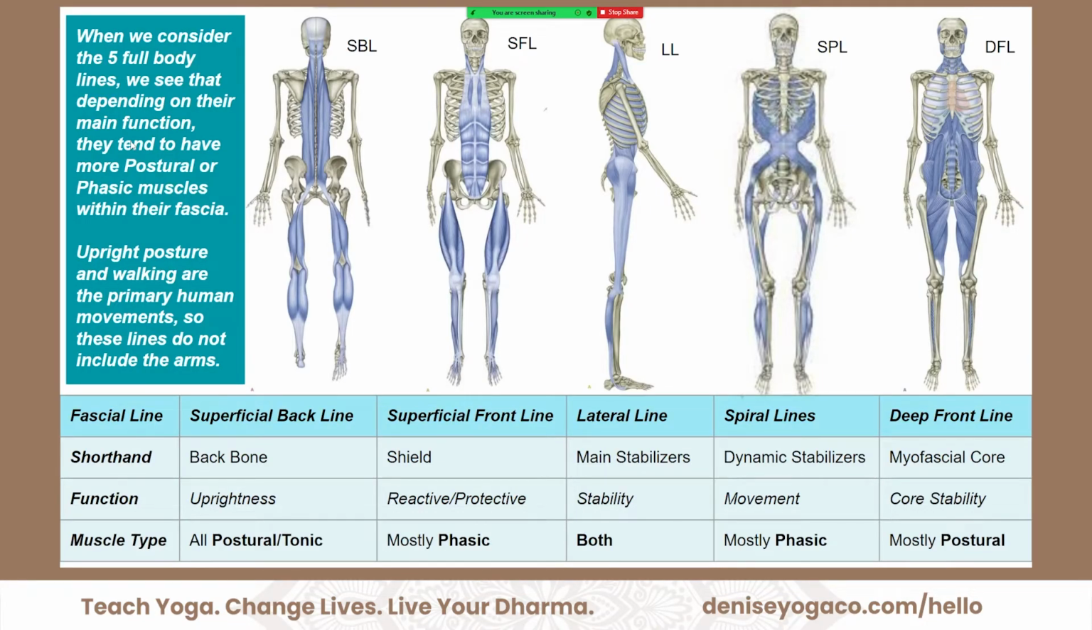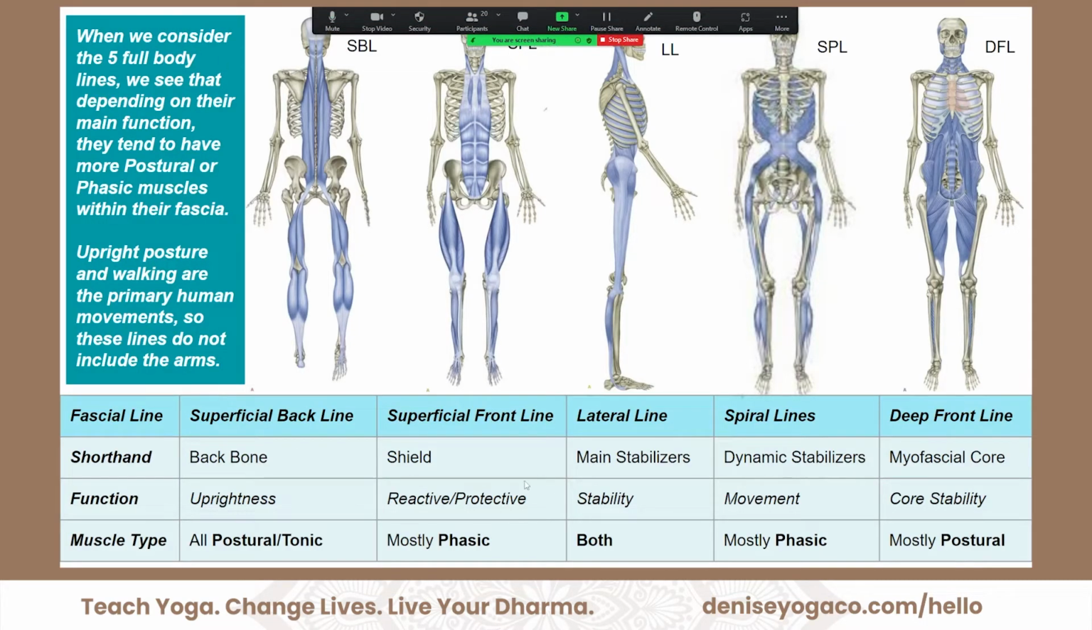So when you look at all of these full body lines, the arms are never included. And that's because it's really about upright posture. You can stand upright and you can walk, you can squat without the use of your arms, obviously. But of course, we have arms. The arms are our tools, basically, they give us access to using tools. Okay, so let's again use this comparison.